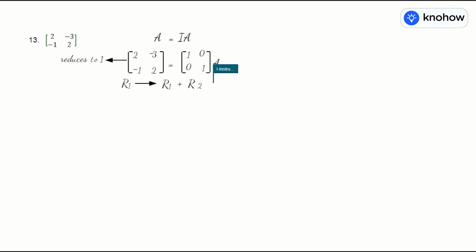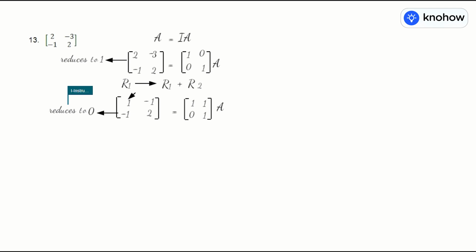So by applying R1 plus R2, you get in the first row 2 minus 1, that is 1, and minus 3 plus 2, that is minus 1, keeping the second row minus 1, 2 as such. On the right side you get 1, 1, and the second row 0, 1 as such, and A we continue to write. Now we have got this 1. Now we want to make this A21 equal to 0 with the help of A11. It is very easy if you add R2 and R1. So replace R2 by R2 plus R1.